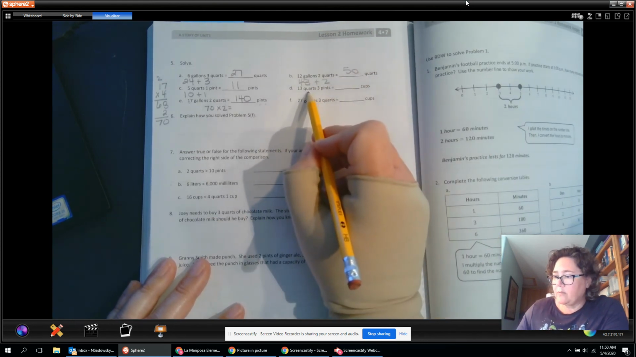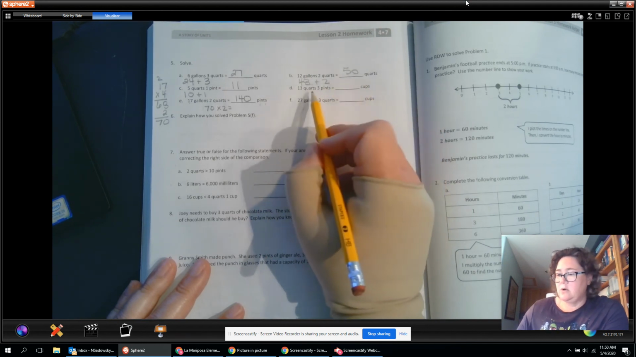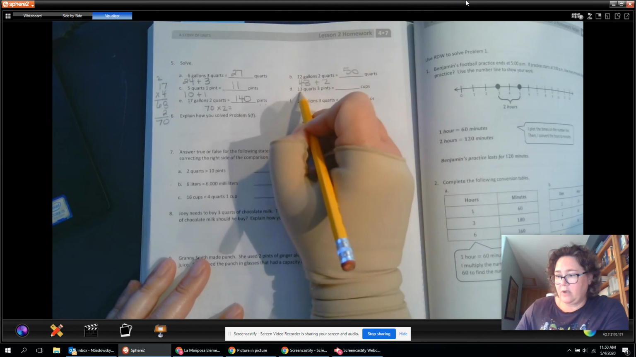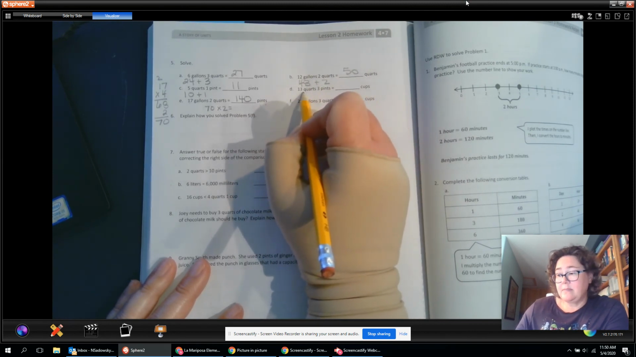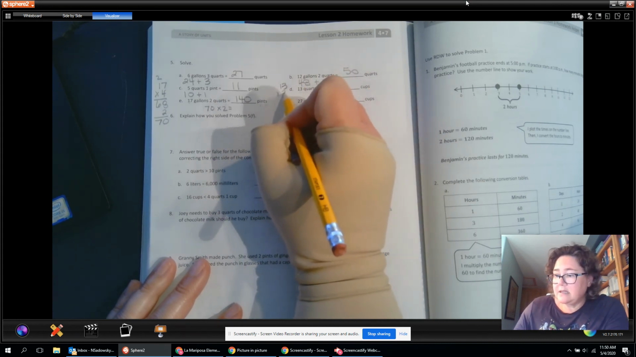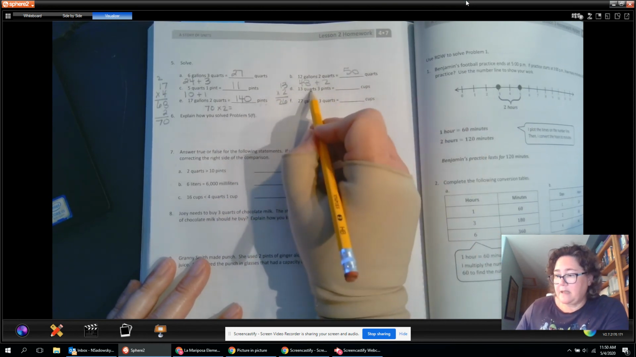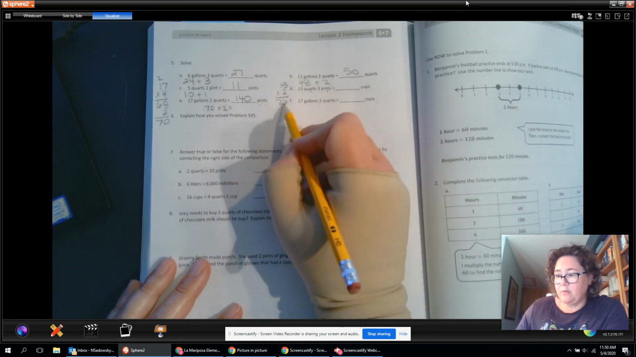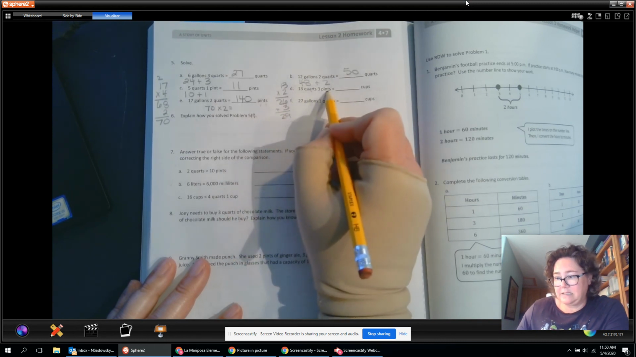Over here, we're going from quarts to pints to cups. So first we need to deal with quarts to pints. To get from quarts to pints, there's 2 pints that make up a quart. So that's going to be 13 times 2, which is 26. But that takes us to the pints. So we've got 3 more pints. So we're at 29 pints.